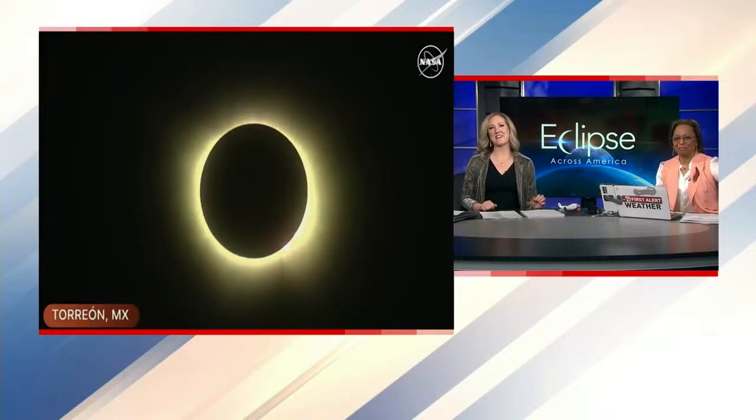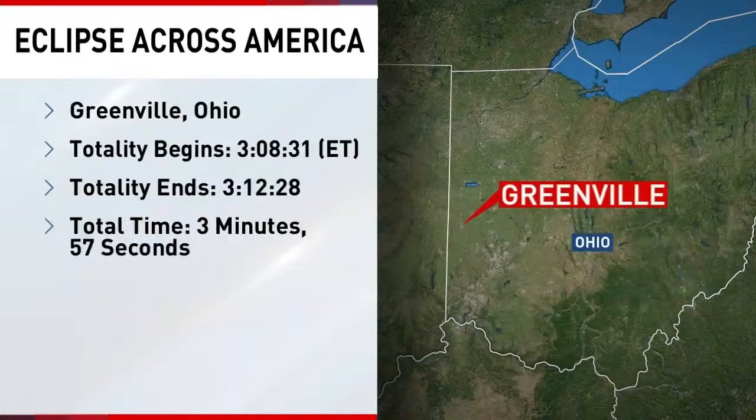All right, let's head back to Ohio, which is counting down the minutes to the arrival of totality. Greenville in western Ohio, that's about 90 miles just north of Cincinnati. It will go dark starting at 3:08 and stay that way for nearly 4 full minutes. That's where we find Chelsea Sick, our station in Cincinnati, Ohio, joining us live. Chelsea, I know the anticipation is building there.